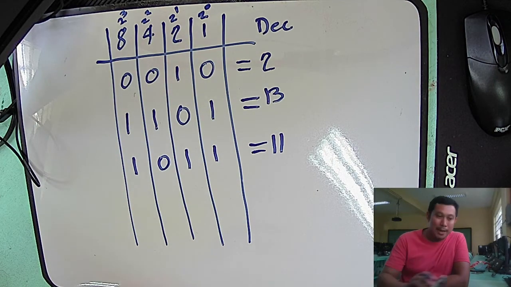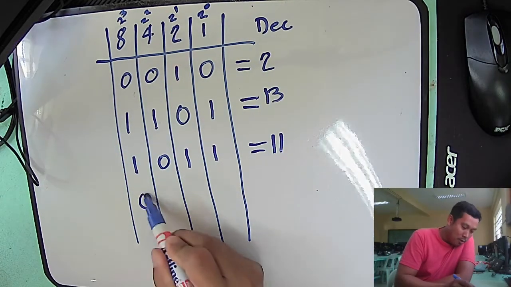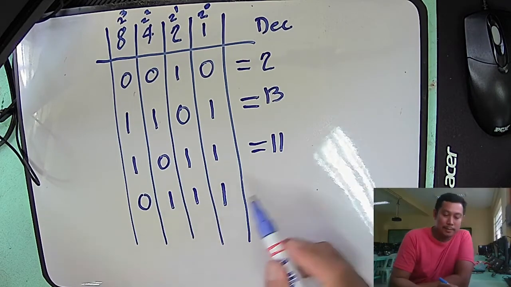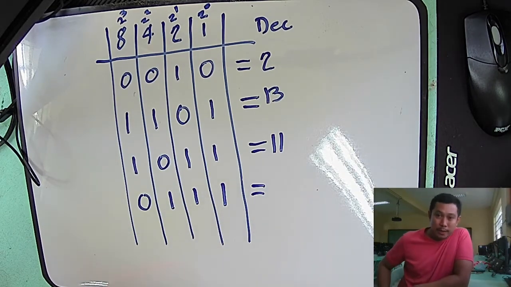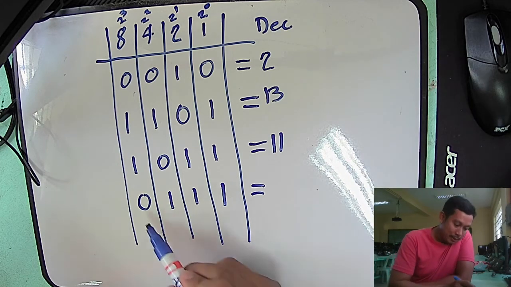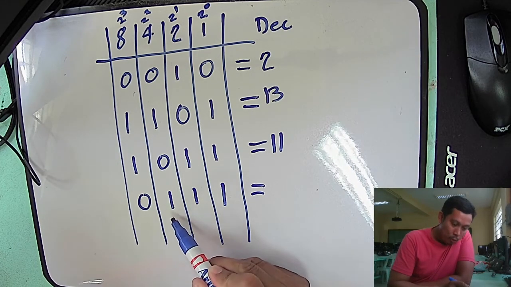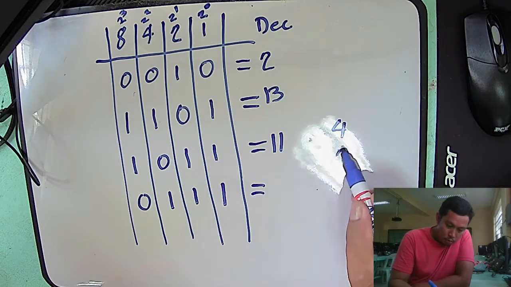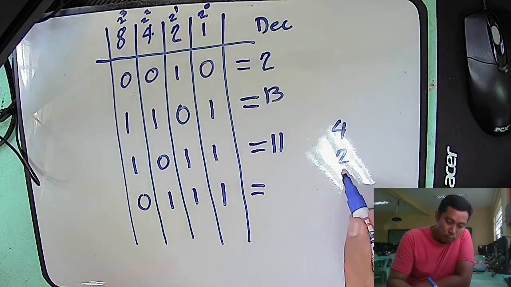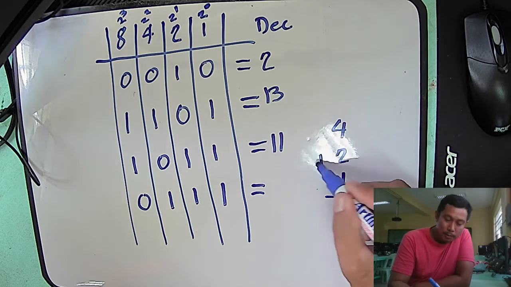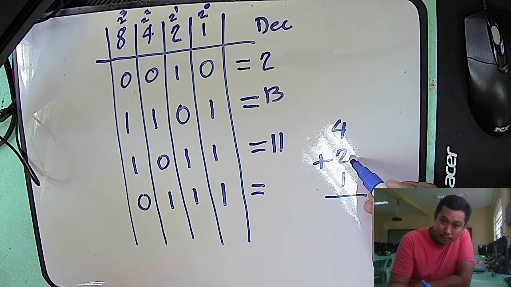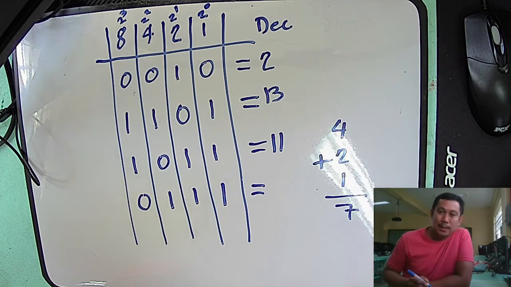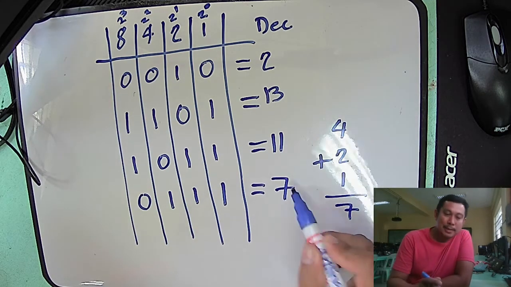You get it? Another one. 0, 1, 1, 1. What's the equivalent? Now, 0, disregard. 1 is in the 4. Another one, 2. Another one, 1. That is, you add all of those things. 4 plus 2 is 6, plus 1 is 7. That is why this is 7.